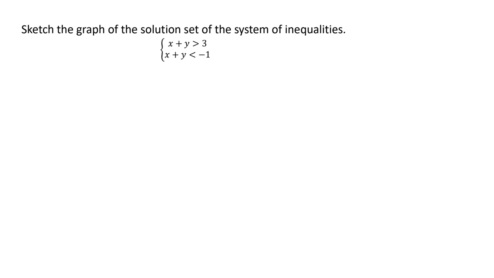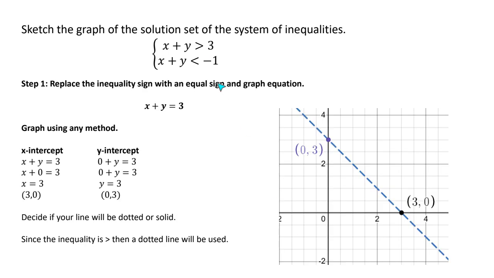Let's try another one here. So I have x plus y is greater than 3. I'm going to change it to an equal sign. I'm going to use the intercepts. So when y is 0, x is 3. And when x is 0, y is 3. I'm going to be using a dotted line since my inequality is a greater than symbol. And so I plot my line. Here are my 2 points.